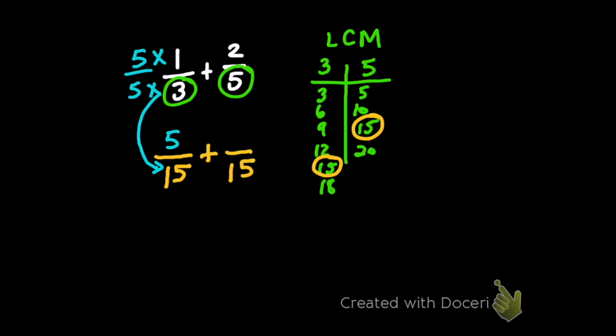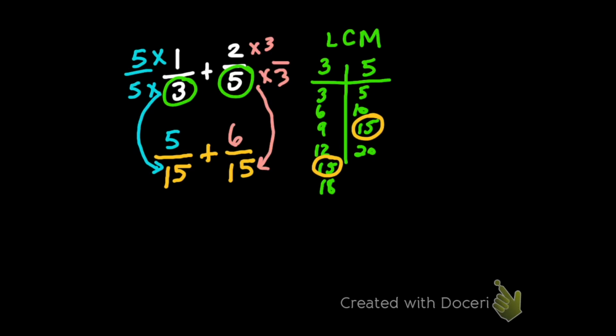Now, if you didn't catch that, that's okay, because we're about to rename the second fraction. Again, I went from a 5 to a 15. How did that happen? Well, I know 5 times 3 is 15. And whatever I do to the denominator, I need to also mathematically do to the numerator. So if 5 times 3 is 15, 2 times 3 is 6.